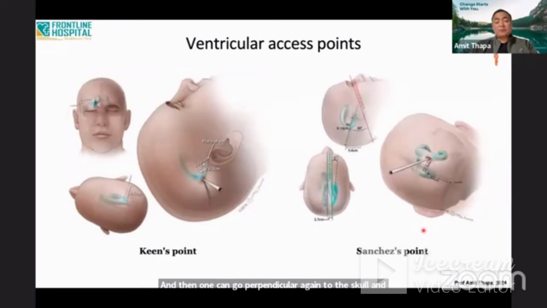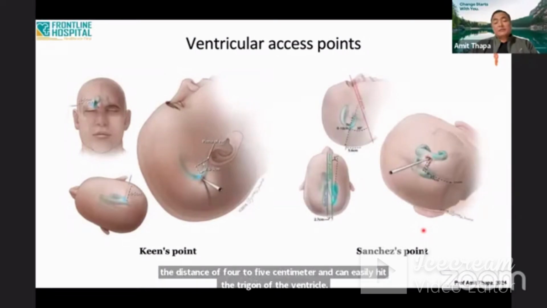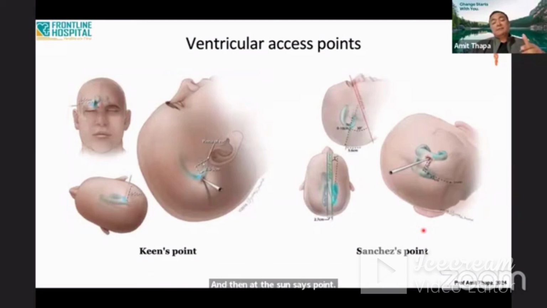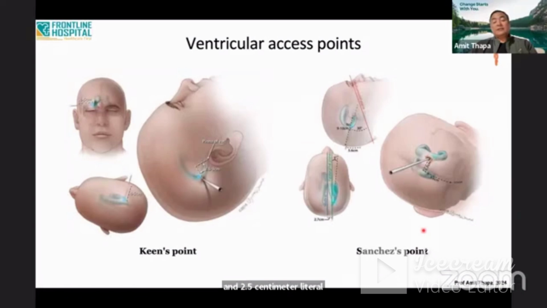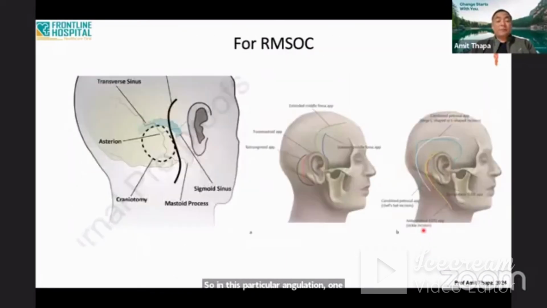And then the Sanchez point. So Sanchez point is basically targeting the temporal horn of the lateral ventricle. So this starts somewhere around 5 to 6 centimeters above the inion and 2.5 centimeters lateral. And this is a little bit angulated 5 centimeters towards the lateral aspect, and it is angulated 30 degrees to the orbitomeatal plane. So in this particular angulation, one can hit the temporal horn at 9 to 10 centimeters depth.